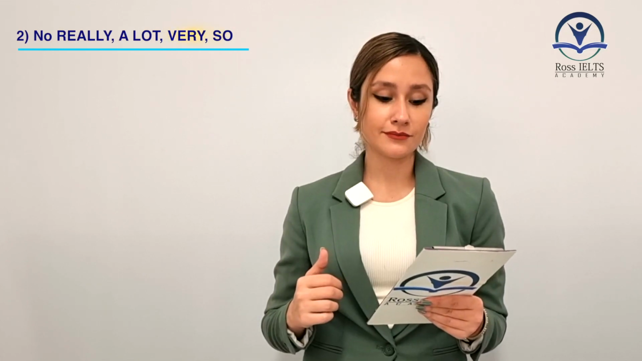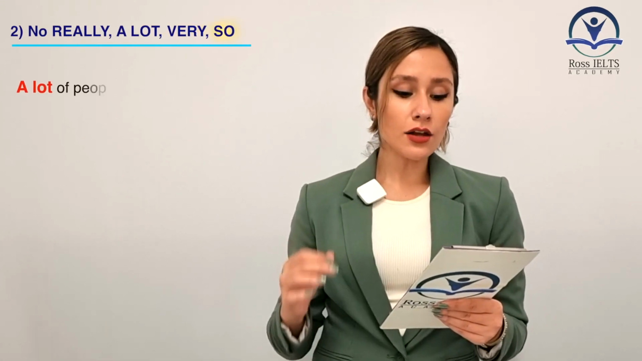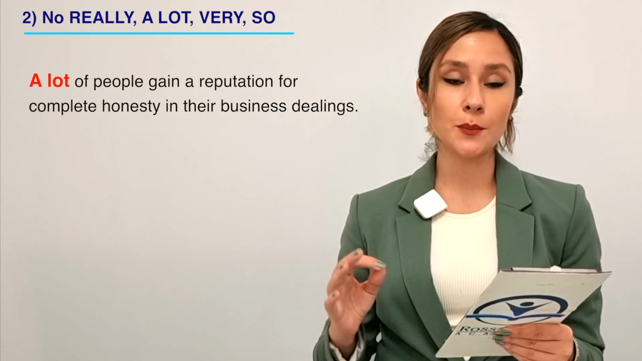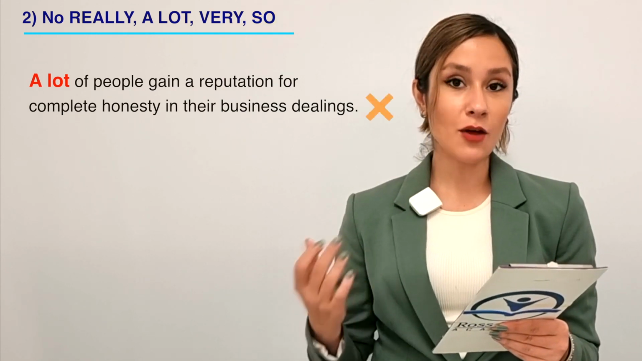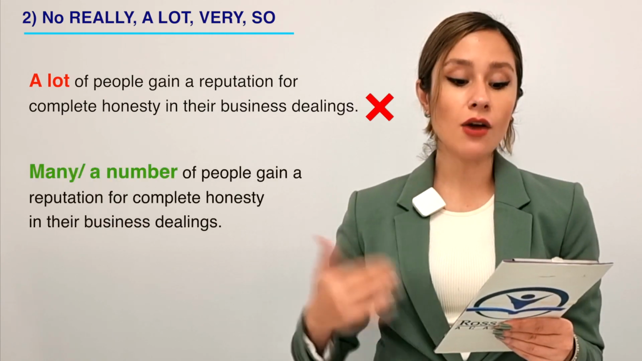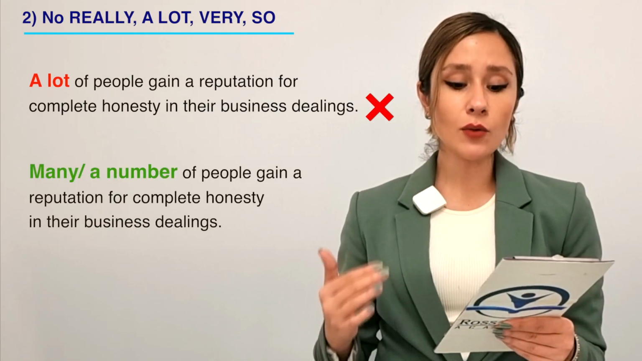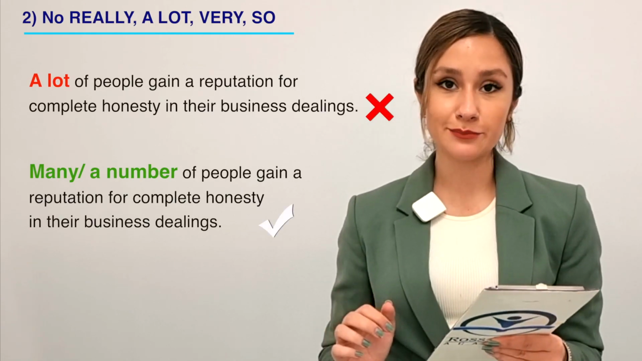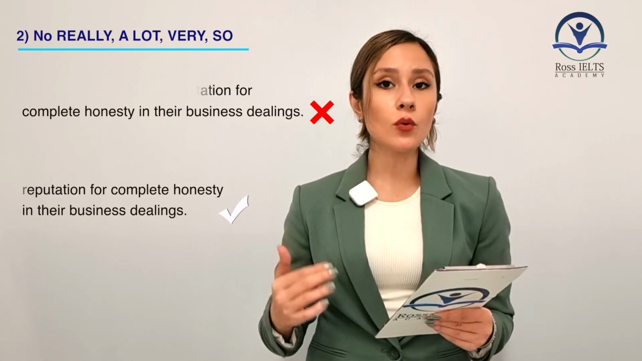Now the word a lot or a lot of. First I can say, a lot of people gain a reputation for complete honesty in their business dealings. Now the better sentence is, many people or a number of people gain a reputation for complete honesty in their business dealings. Now instead of the word very, let's see what we can use.